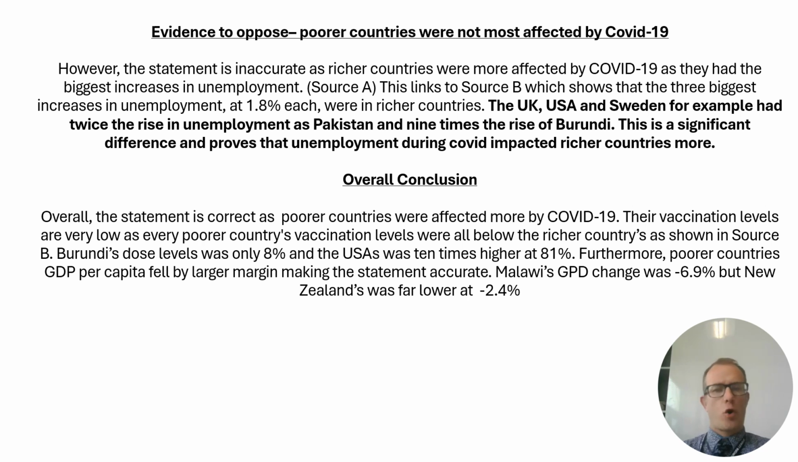So now we've got the opposite heading, evidence to oppose that it's not accurate, that poorer countries were not most affected. Have a look at the top paragraph and just try to work out how many marks that would get. I'll just pause for a wee minute.